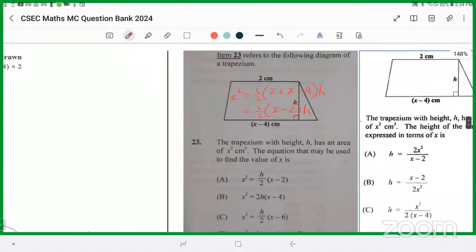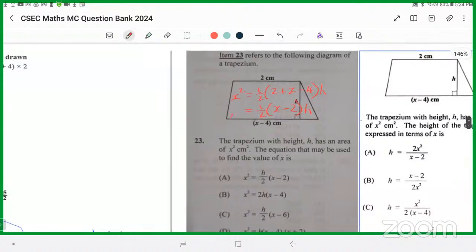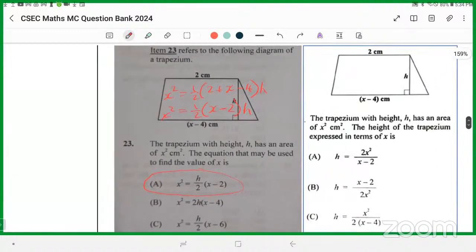All right, and what they have done is put h over 2. This half of h can be written as h over 2. But the answer is the first one. This is the answer right here. See, half of h is this h over 2, and you have x minus 2 inside here. That is it.